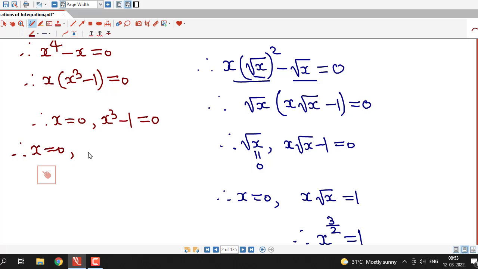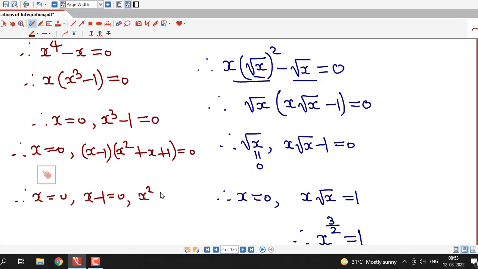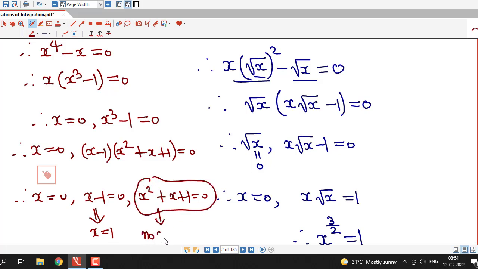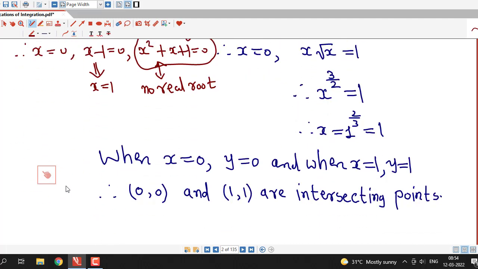Therefore x is 0 and x cube minus 1 can be rewritten as x minus 1 times x square plus x plus 1 equal to 0. Therefore x equal to 0, x minus 1 equal to 0, and x square plus x plus 1 equal to 0. So from this we obtain x equal to 1. And if you observe, this equation has no real root. There is no real value of x which satisfies this equation. So it has imaginary roots, therefore we will not consider this case. So there are two possible values, x equal to 0 and x equal to 1.